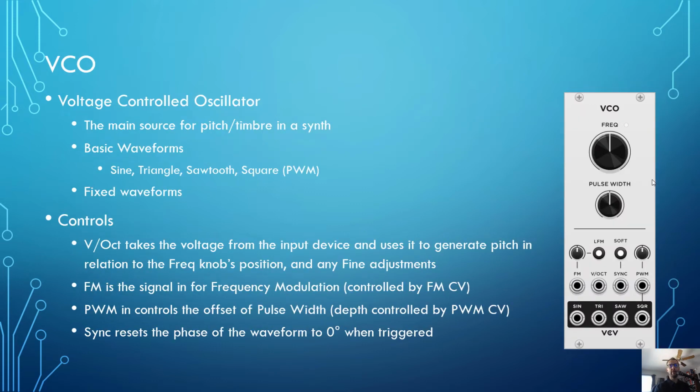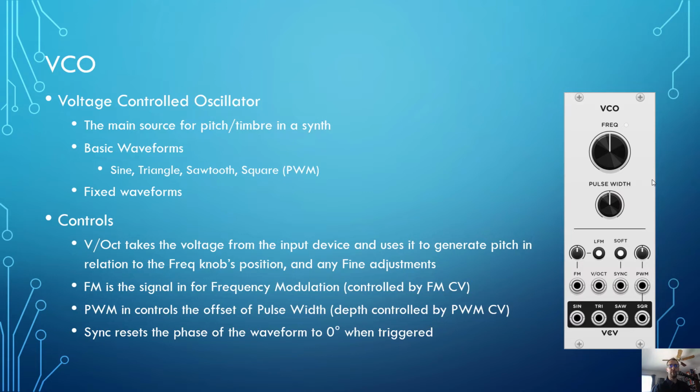The VCO is the voltage-controlled oscillator. This is the main source for pitch and timbre in a synth. By default, most of them will produce the basic four waveforms: sine, triangle, sawtooth, and pulse width modulation, also known as a square wave. But they have some additional controls here.